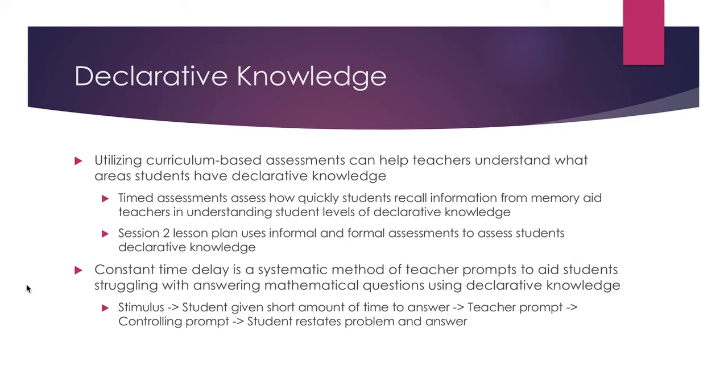They're asked to wait for a teacher prompt because we don't want the students to just guess. When the teacher prompts the student to answer, the student will answer. If the student is still incorrect, then the teacher will give a controlling prompt where the teacher restates the question and then states the answer. Then the student is given the responsibility to restate the problem and the answer to further emphasize that declarative knowledge.